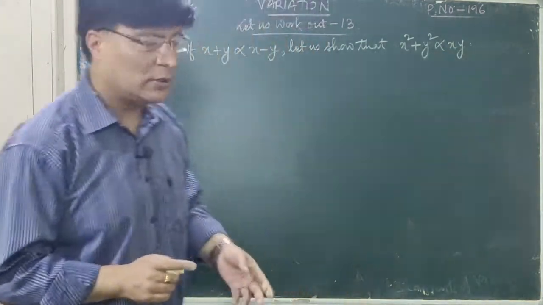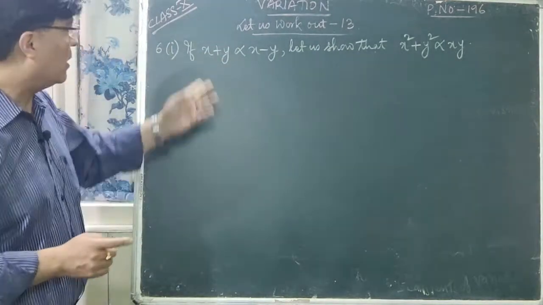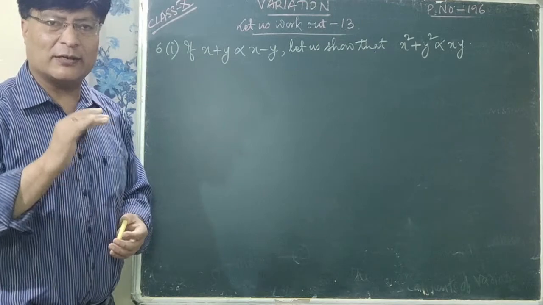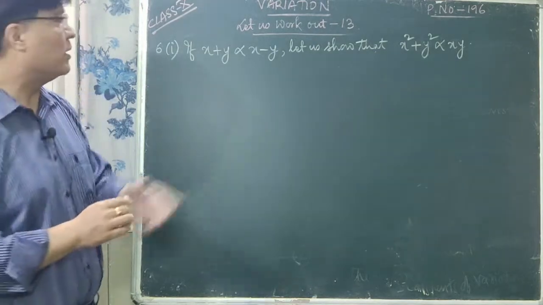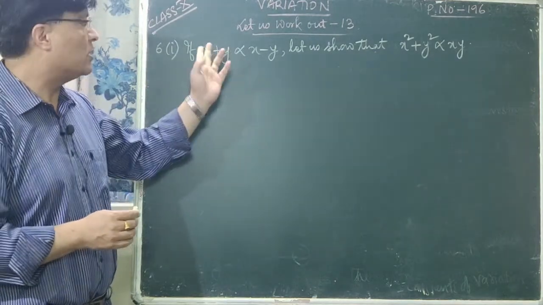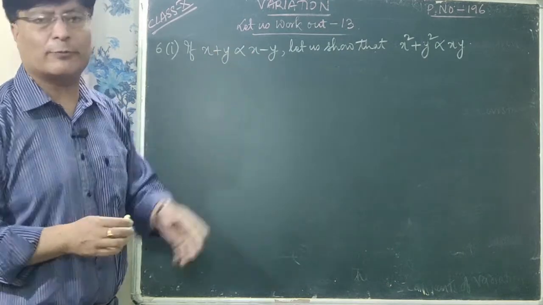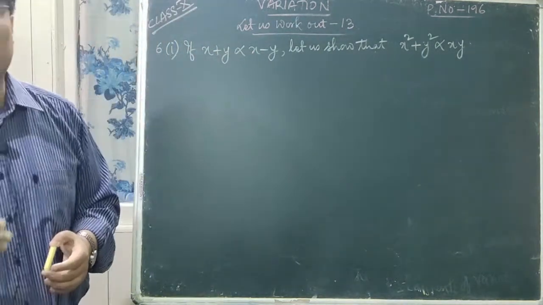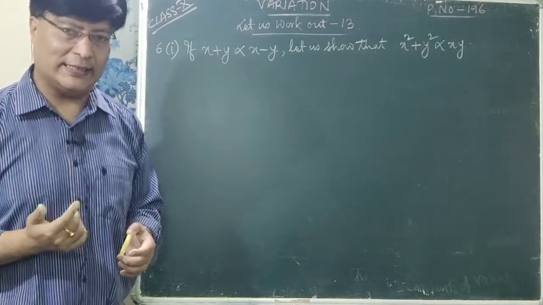So from the given, x plus y is proportional to x minus y, so let us get the relation between x and y only. Here x and y are the variables. It is given that x plus y is proportional to x minus y. Let us simplify it and get the relation between x and y only.